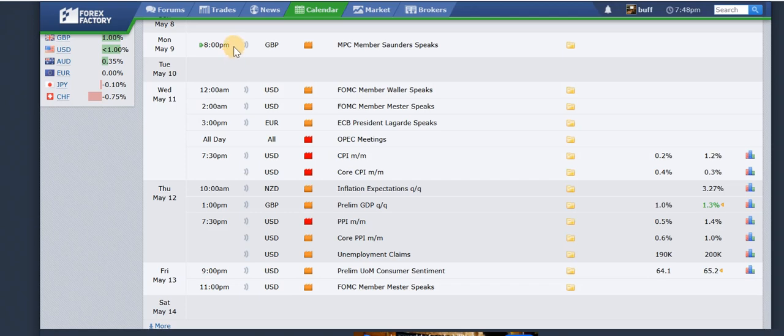I currently live in Phnom Penh, Cambodia, so that's just your Indochina time, same as Bangkok, same as Ho Chi Minh City. So let's have a look. I'm mainly interested in the red highlighted ones. They're the high impact events. The orange are medium impact. Don't worry about low impact news.